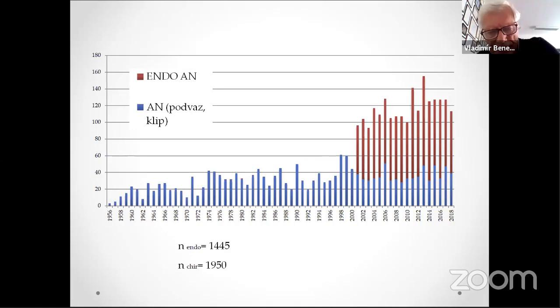I'm nearly done. This is the statistics of my department in aneurysms since 1956, and you see that we leveled out somewhere at 40 aneurysms being clipped per year. What changed dramatically in 2000 was the introduction of endovascular techniques. We now have like 120 aneurysms per year. The relation is like 2:3:1, endo versus open.